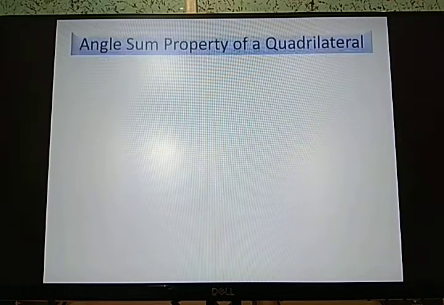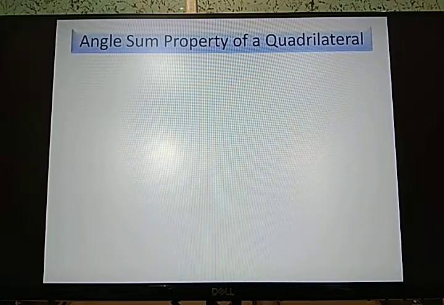Hello everyone. Today we are going to discuss a property of a quadrilateral, and that property is called the angle sum property of a quadrilateral. Just like in a triangle we have seen the angle sum property, similarly in a quadrilateral also there is an angle sum property. So let us now see what the property says.